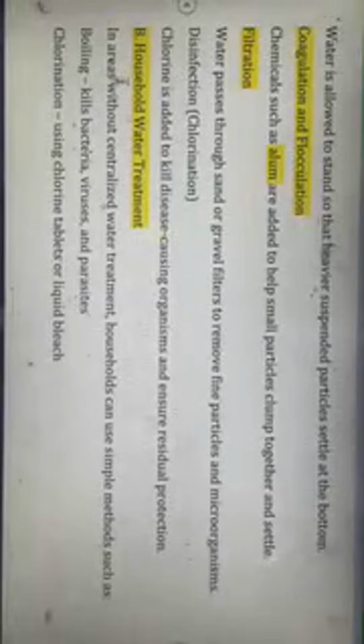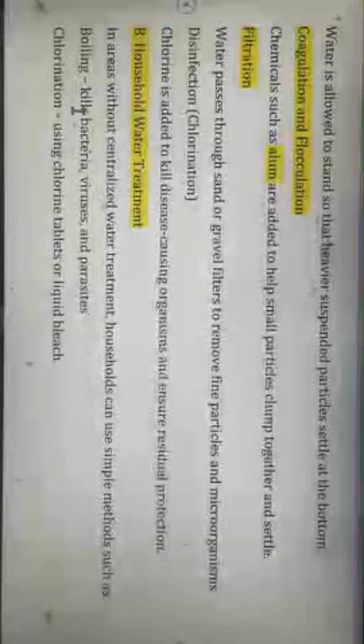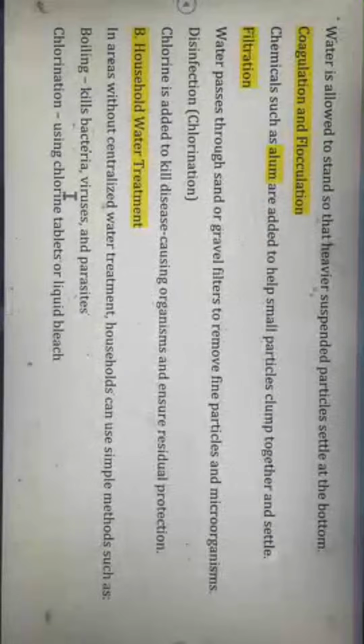Number one of household treatment, how to treat water. Number one is what? Boiling. Boiling can kill what? Heat can kill what? Bacteria. Heat can kill viruses. Heat can kill parasites that are in the water.